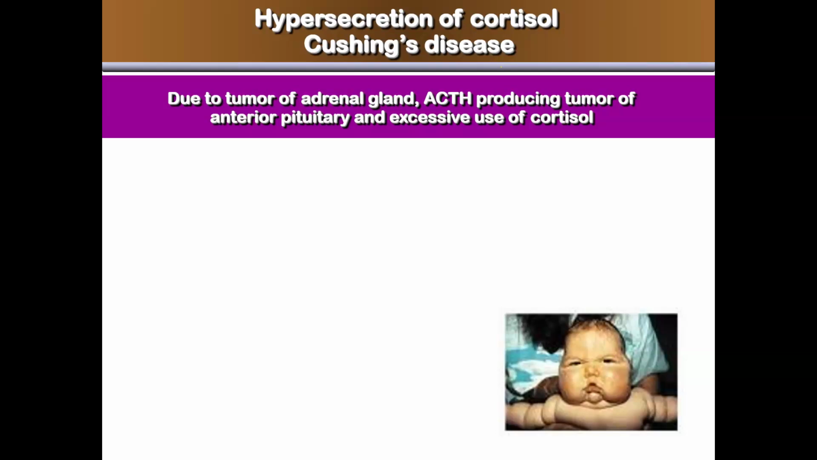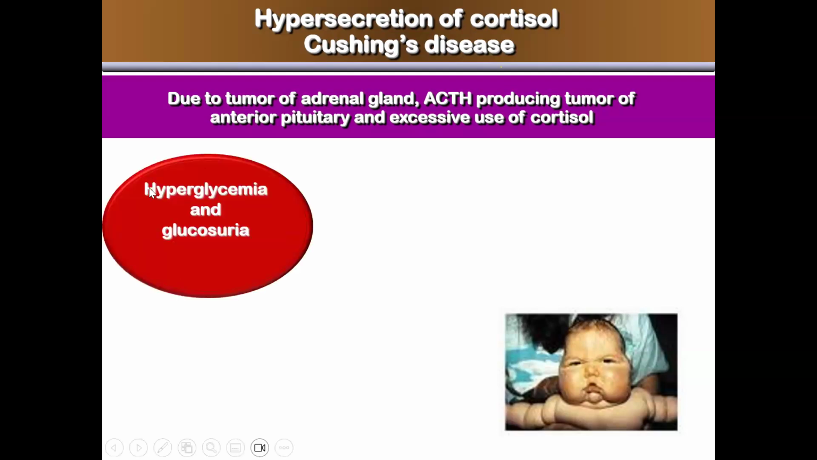You know the functions of cortisol, that it increases the blood glucose level. So if a person is having high levels of cortisol, his blood glucose level will be too high. So he will develop hyperglycemia. Hyperglycemia means high levels of glucose in the blood.